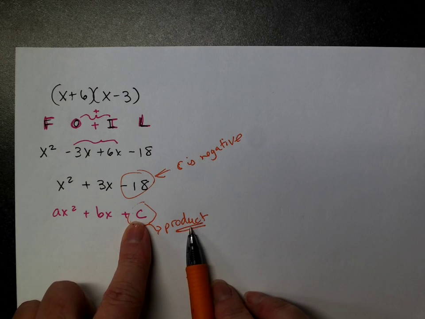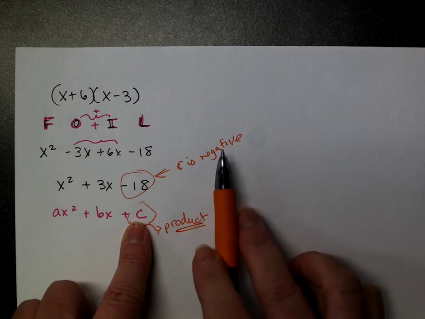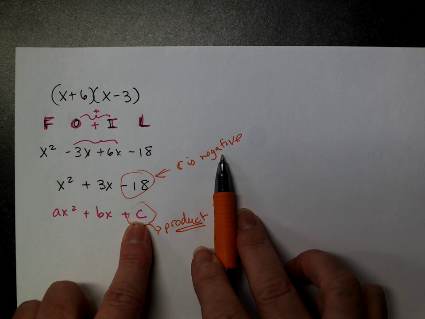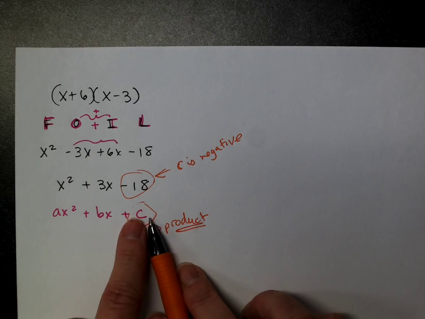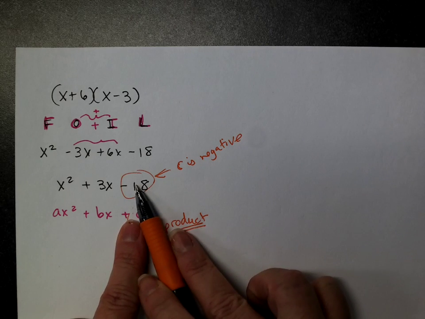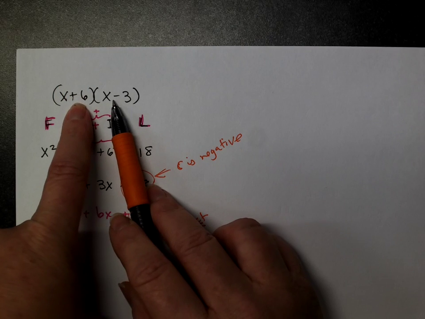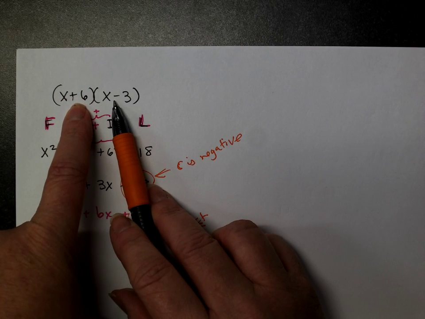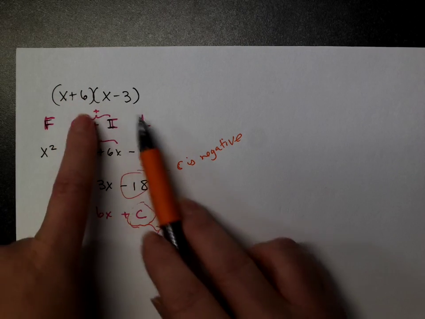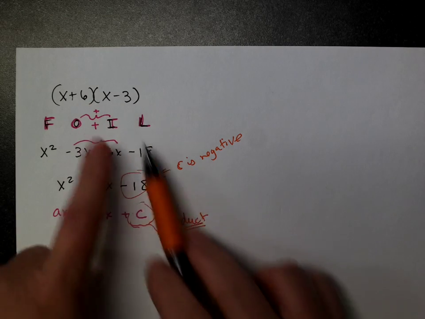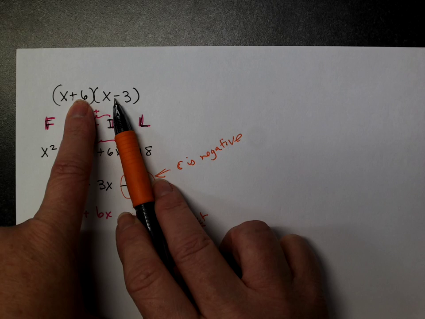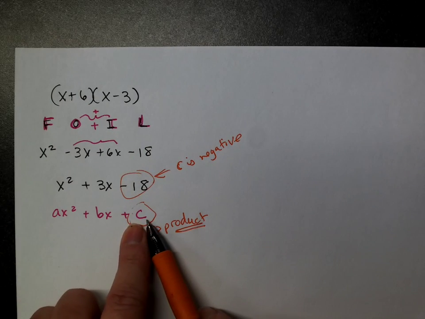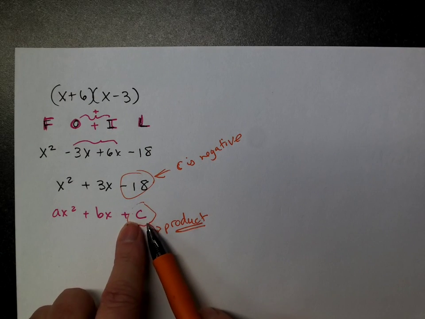And how do you get a negative product? With 2 positives, 2 negatives, or a mix? A mix. So if your C is negative, like here, then you know you're going to have mixed signs in your binomials. Because the only way to get a negative L, which is a negative C, is if you have mixed signs, 1 plus, 1 minus. Now, if your C is positive, what's the only way you can get a positive product?